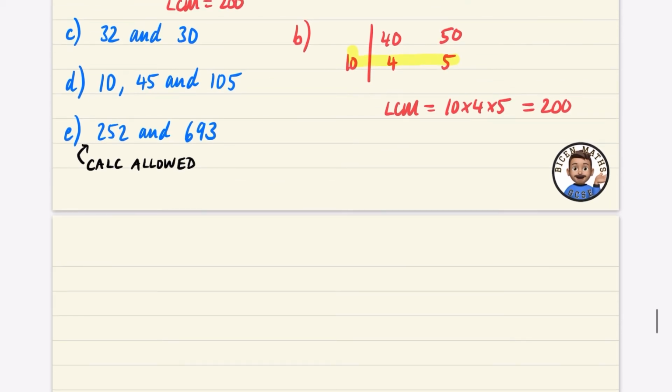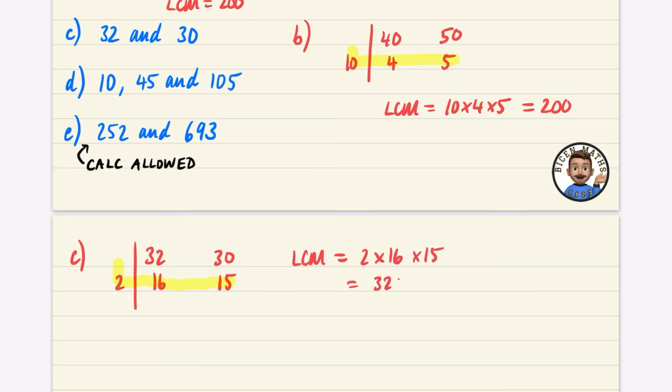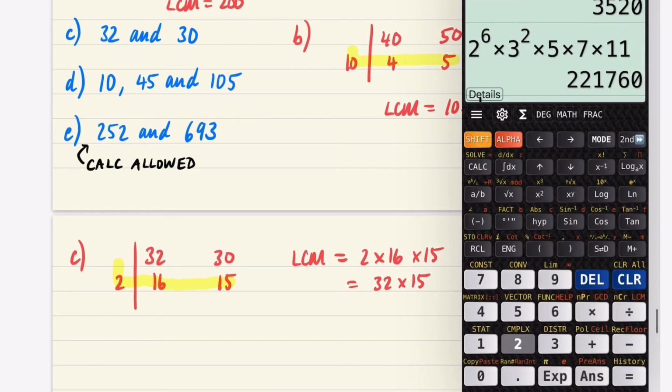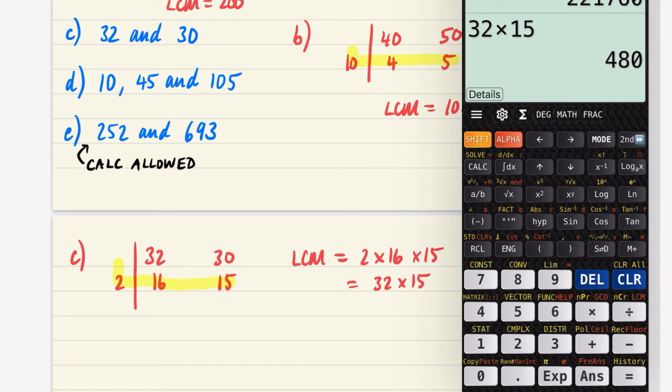C, we're going to do 32 and 30. I think I do prefer the table method for these kinds of ones. They can both be divided by 2, so I get down to 16 and 15. I don't think 16 and 15 have got anything else in common, so I'm going to be doing those parts for the lowest common multiple. The lowest common multiple is going to be the 2, 16, and the 15. Well, 2 times 16 is 32. 32 times 15, you could either do that by hand or we'll just go on the calculator. And the lowest common multiple is 480.